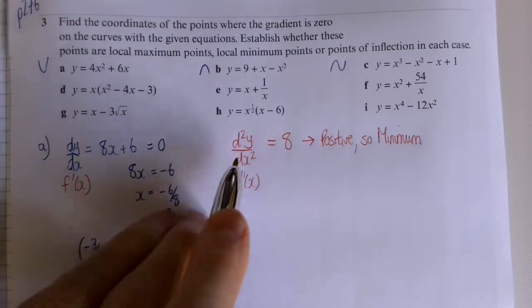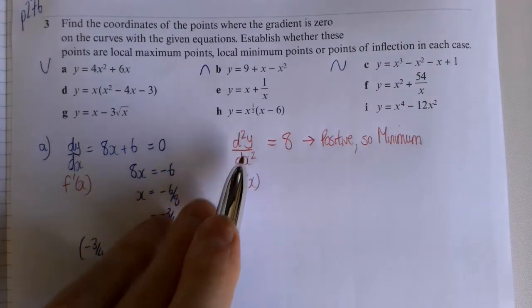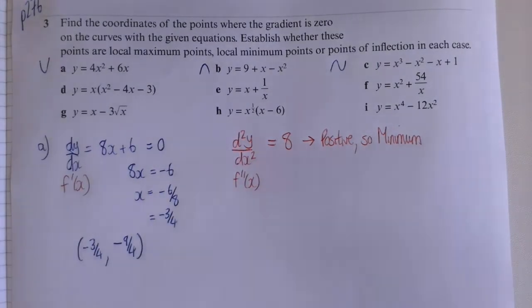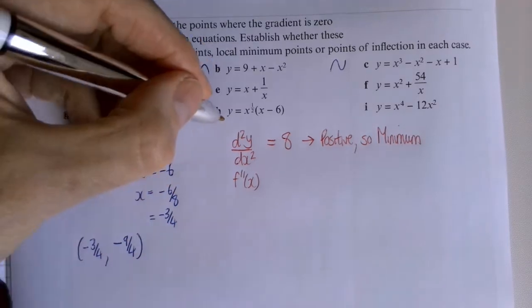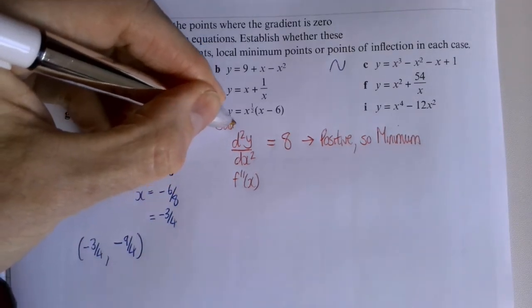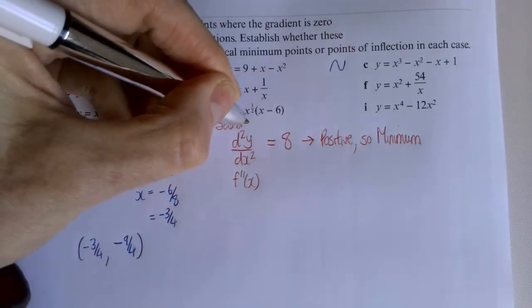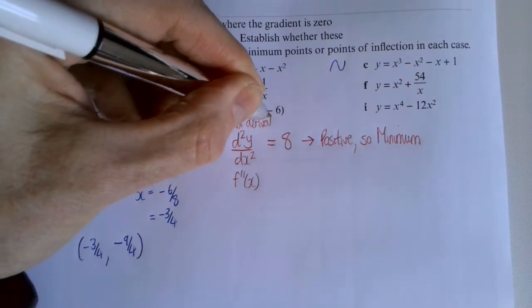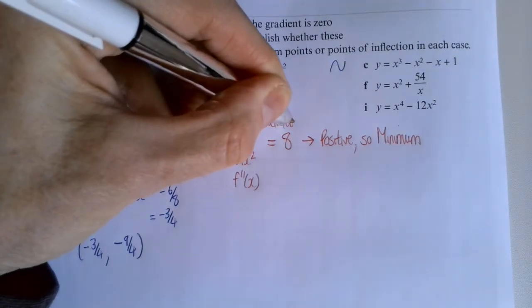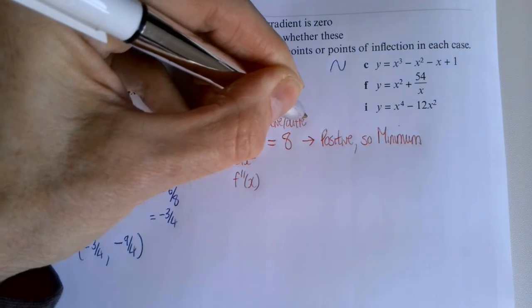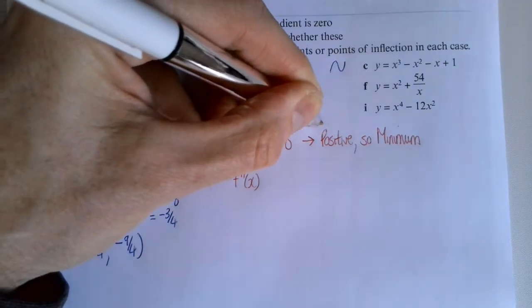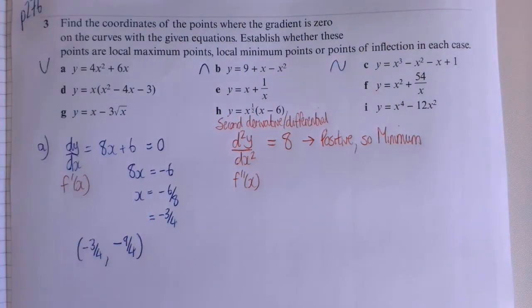Now don't ask me why you've got d2y there and d. I don't know why. I have no idea. But there we go. It just means the second differential. All right. So that's what it's sometimes called, the second derivative or the second differential. And it is what we use to discern whether or not we're dealing with a maximum, a minimum, or an inflection.